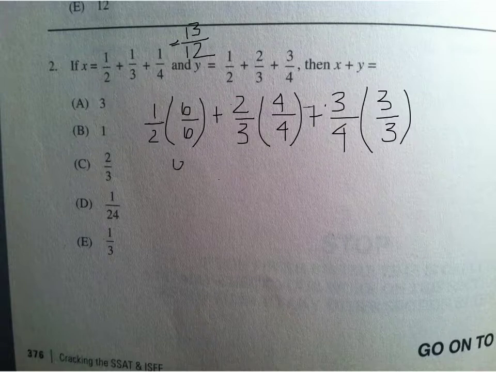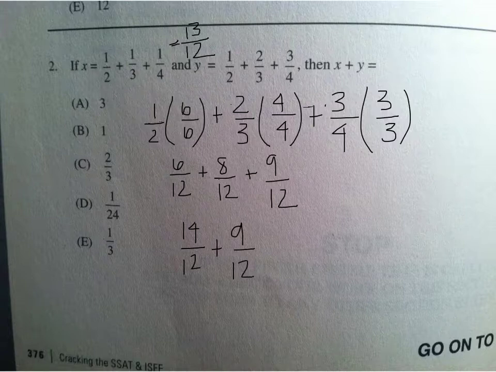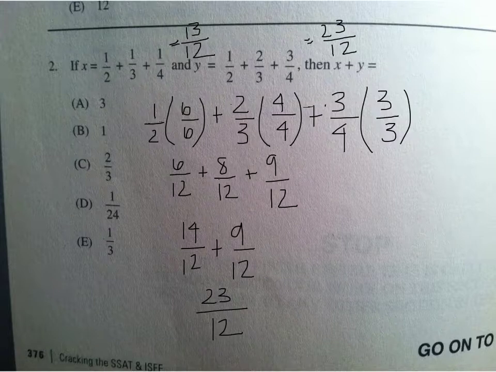So that gives us 6/12 plus 8/12 plus 9/12. So once again, I only like to add two at a time. So 14/12 plus 9/12 gives us 23/12. So we have y equals 23/12. So basically the end result of the problem is asking us for x plus y.